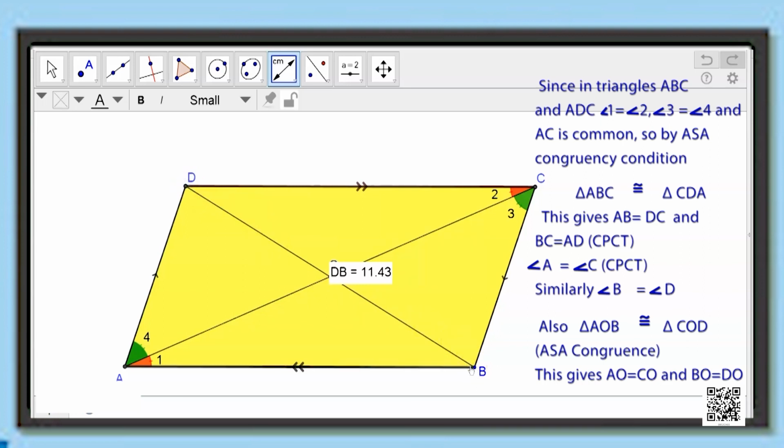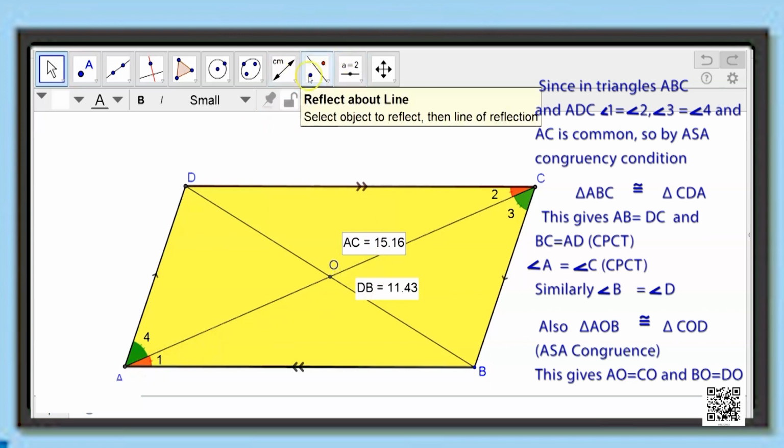That is coming out to be 11.43. So, the diagonals in a given parallelogram will not be equal. Can we say that the two diagonals will bisect each other? So, let us go and measure the segments to find out whether the two diagonals bisect each other. For that, let us move this a little away so that we are able to see the segments also.